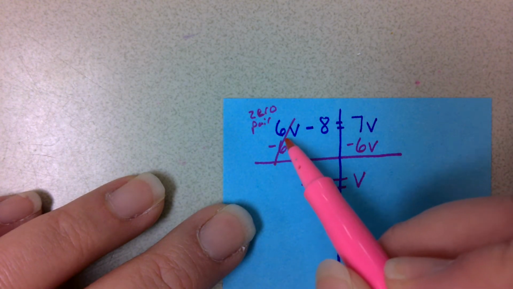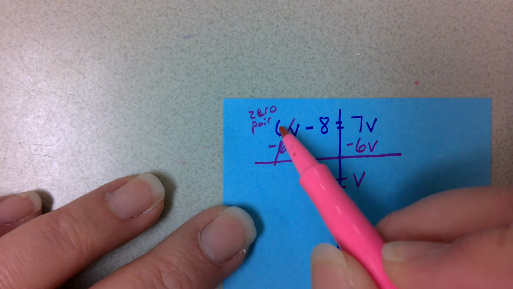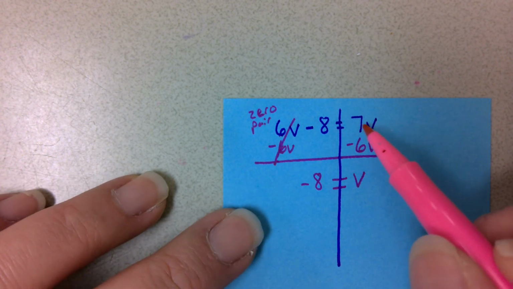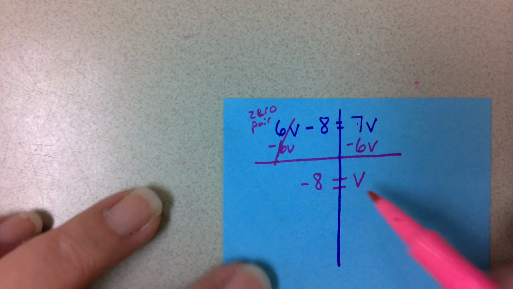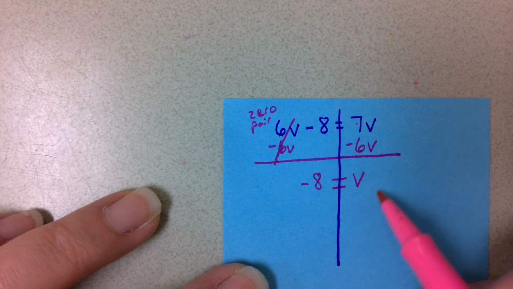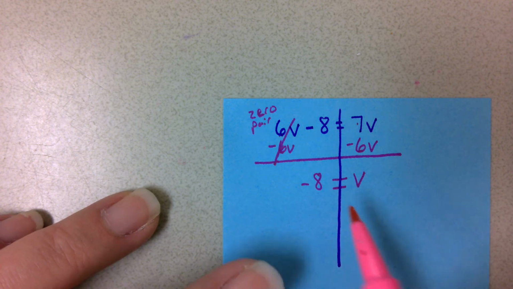I'm going to take 6v, zero pair, inverse operations. If I have 6v, I'm going to subtract 6v. That's 0. Subtract 6v on this side. 7 minus 6 is just 1, so I bring down my v. And then I bring my -8 down. There's nothing to divide because I had a 1 for my coefficient. -8 equals v.